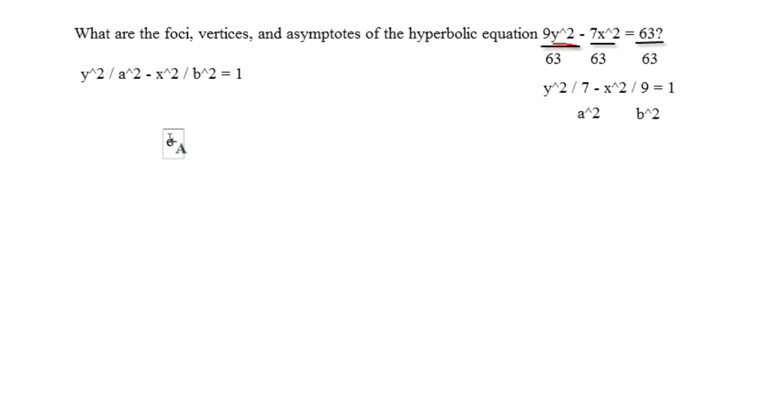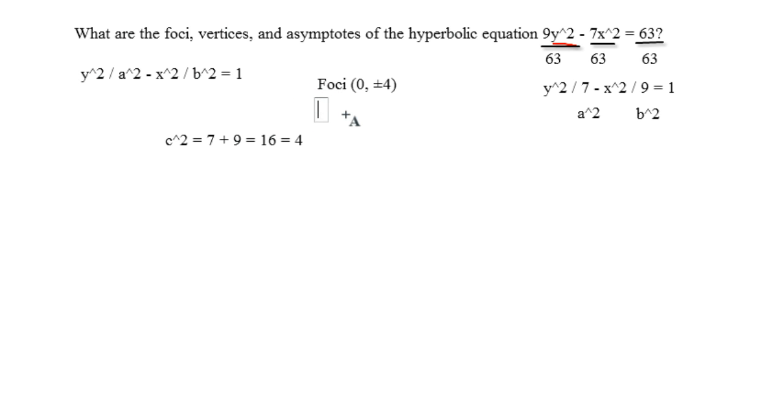Okay, so to find c squared, we need 7 plus 9, and that equals 16, which gives c equals 4 when we square root it. So the foci, and this is dealing with vertical, are going to be 0, comma, plus or minus 4. Okay, so that's the foci right there.